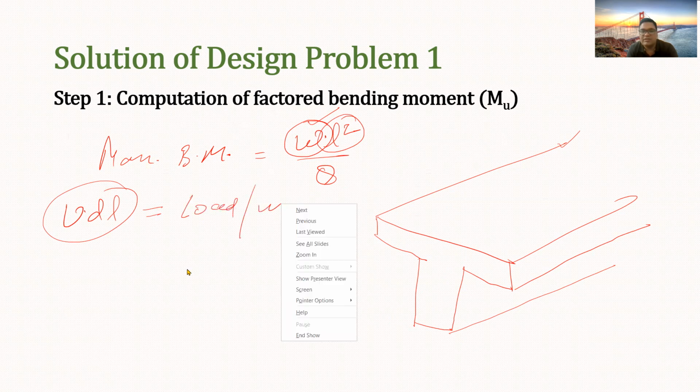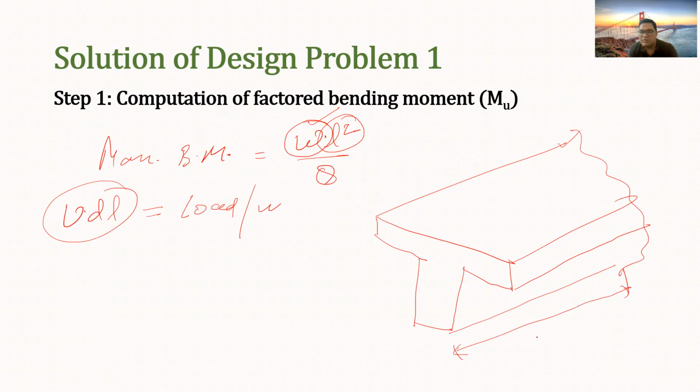Load per meter length, which means this is the effective span, and we have to find out load for only 1 meter length. So 1 meter length of beam will be this one. This part will be under 1 meter length. Here we have this flange.